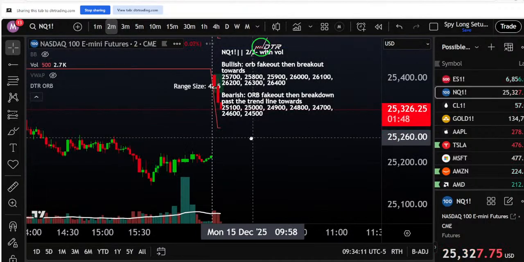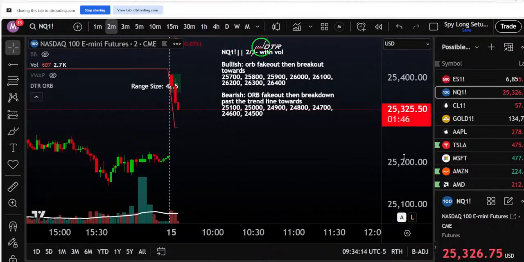Oh, still no volume on that second candle, right? So no setup.